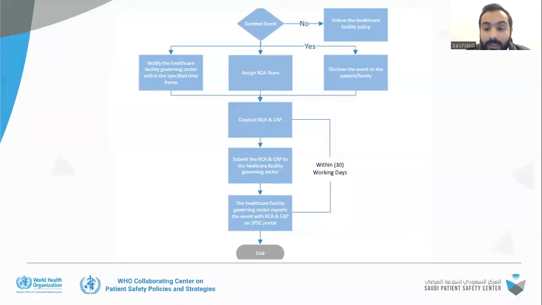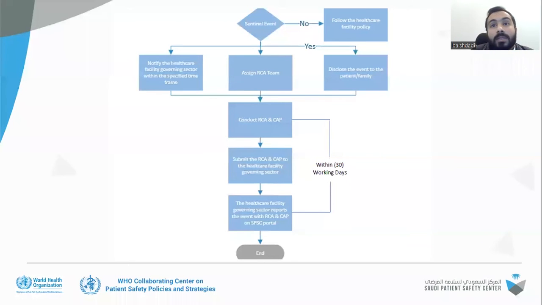The management of the sentinel event. We should notify the healthcare facility governing sector within the specified time frame, assign an RCA team, and disclose the event to the patient and family. After that, we need to conduct an RCA and the corrective action plan exercise.